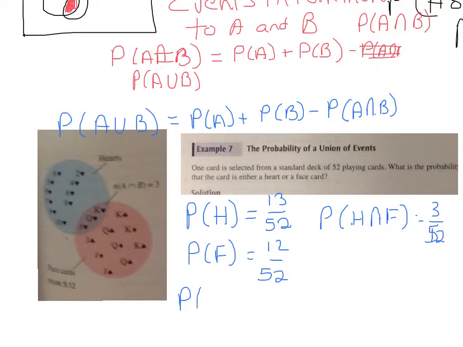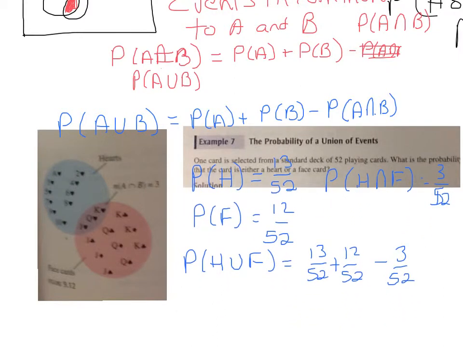The probability of either a heart or a face card is going to be 13/52 plus 12/52 minus 3/52. So we add the two separately and then subtract what's common to both. So that gives us 25 minus 3, which is 22. So the probability of a heart or a face card is 11 out of 26.